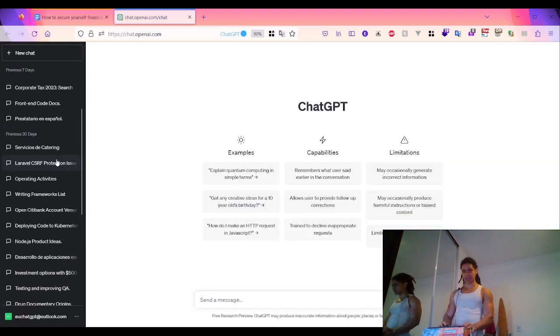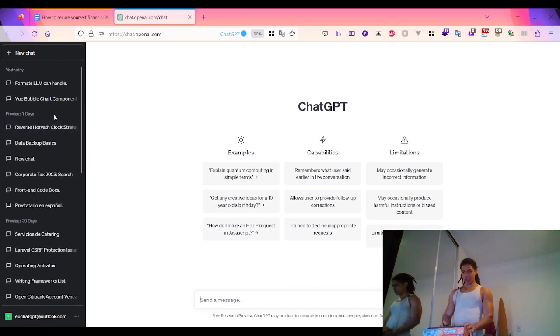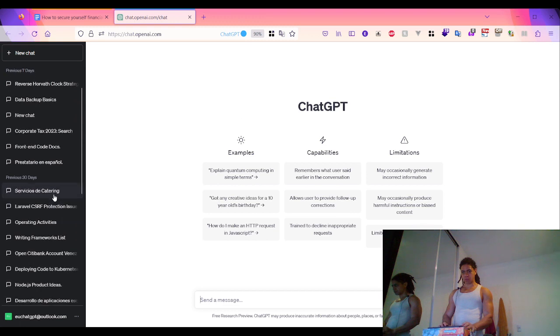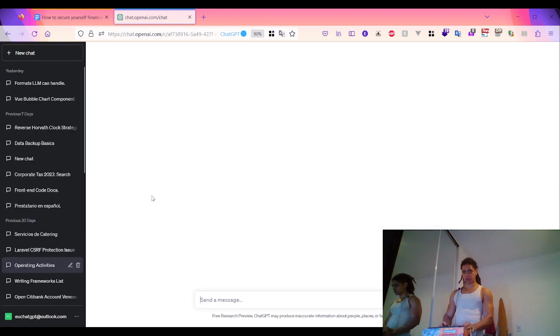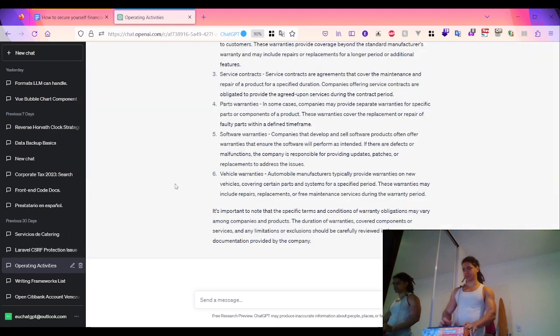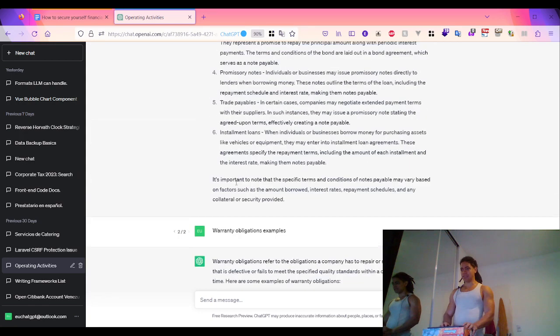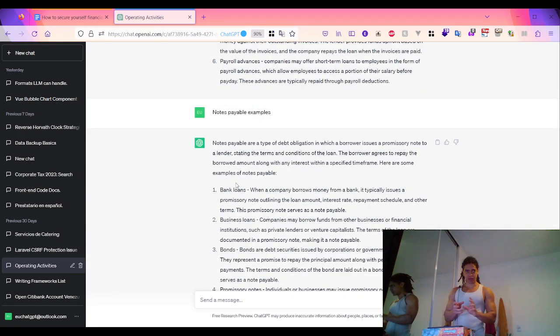The reason is, repetitio est mater studiorum, right, from Latin. I just wanted to make this quick recap of the most common operating assets and liabilities, and then move on to the other types of activities when it comes to looking at a cash flow statement.